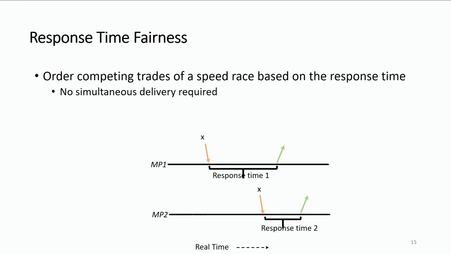Now, since outcomes of a speed race are determined by the order in which trades are processed, to achieve fairness, all we need to do is order competing trades based on the response time. So in this example, all we really need to do is order the trade from participant 2 ahead of the trade from participant 1. We refer to this particular kind of fairness as response time fairness.